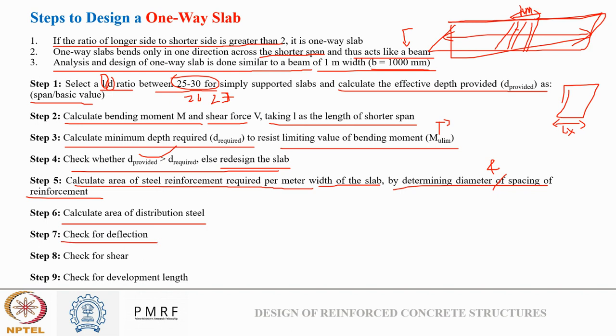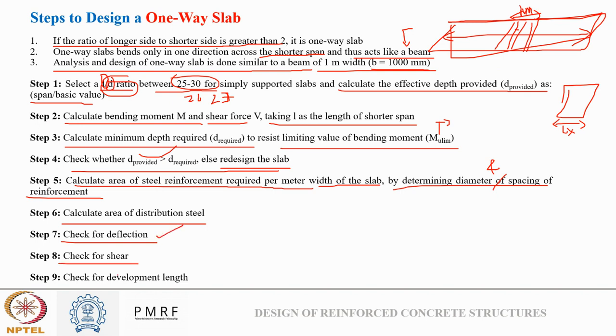We will check for deflection. Once we have provided the tensile reinforcement and everything, by calculating the modification factor, we will check the L by D ratio. So that should be lower than what we have provided. So if it is lower, we will say we are safe for deflection.